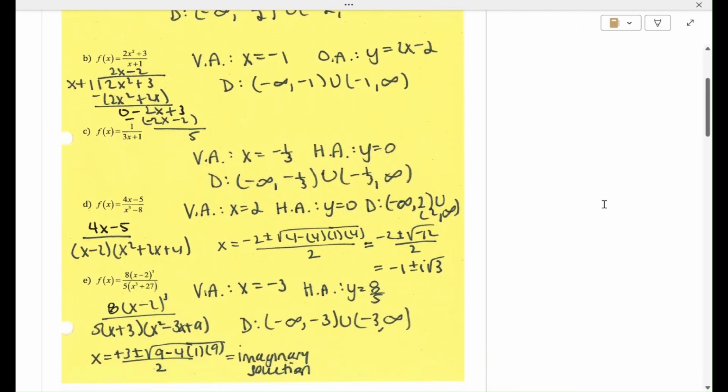And then for part C, we are bottom heavy here, which means the leading degree is more in the denominator than in the numerator. So therefore, this is a proper horizontal asymptote at y is equal to 0. No work involved. And then your vertical asymptote, of course, after you set the denominator equal to 0, is -1/3. And of course, that affects your domain.